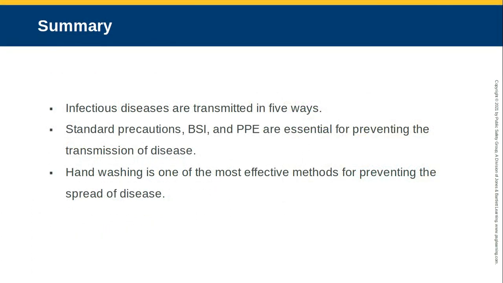In summary, don't forget the 5 ways that you can be exposed to a particular disease: direct contact, indirect contact, inhalation, ingestion, or through a vector. To protect yourself from these, think about what a mask does. Well, it could stop you from possible inhalation. Gloves can protect you from direct or indirect contact. Hand washing is also critical as a final step to protect yourself from disease transmission.